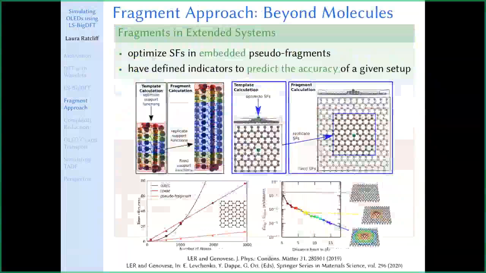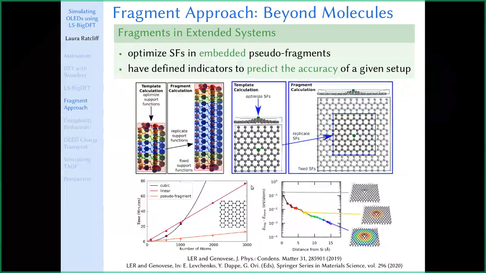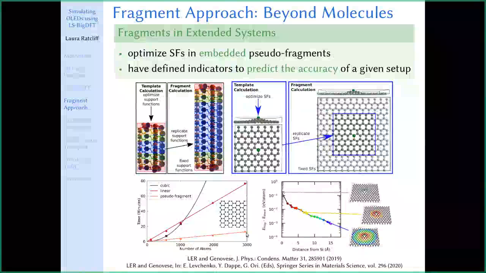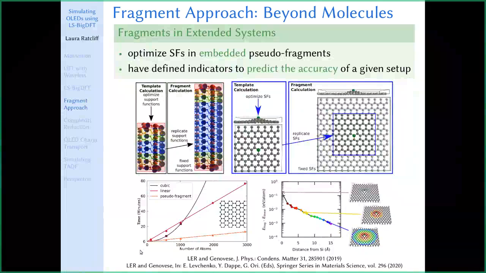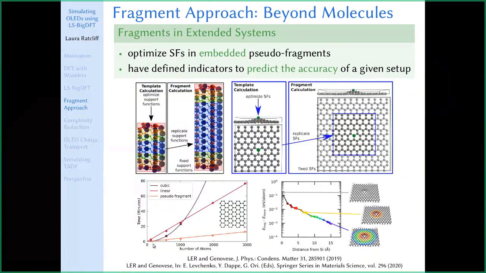I'm not going to talk particularly about extended systems in this approach, but just as an aside, we can also adapt this molecular fragment approach to extended systems by optimizing the support functions in embedded pseudo-fragments. So we've shown that this works quite well for nanotubes or for extended systems like graphene with defects. And just to show the savings that we can make when this fragment approach is appropriate, going back to the graphene example from earlier, you can see that previously the crossover with the cubic scaling approach was at around 1,000 atoms, but we save a significant amount of wall time by using the pseudo-fragment approach, and our crossover is significantly decreased, only of the order of a couple of hundred atoms.